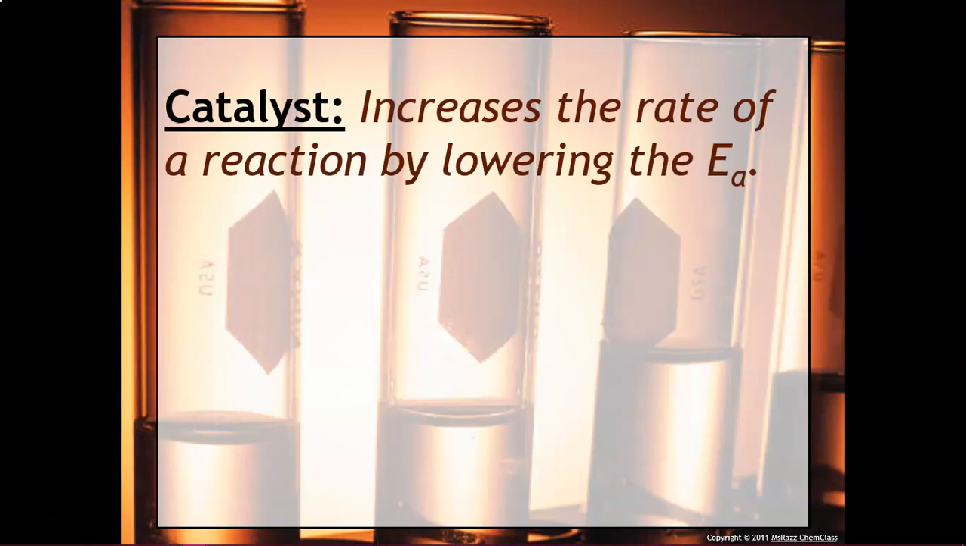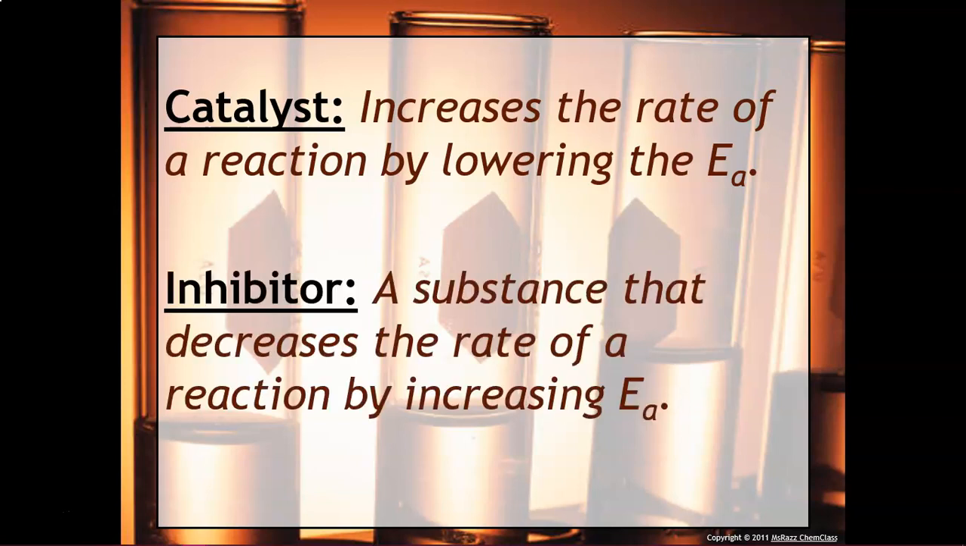So as I mentioned, a catalyst increases the rate of a reaction by lowering that energy hump, by lowering that activation energy. An inhibitor does the opposite. An inhibitor is a substance that decreases the rate of reaction by increasing that energy hump that you can picture in that energy diagram.